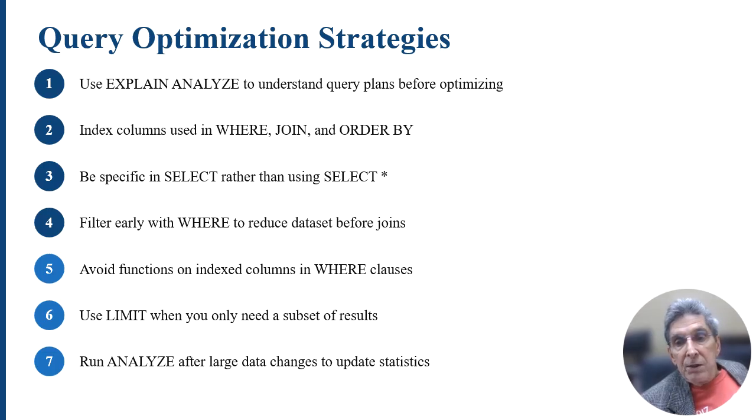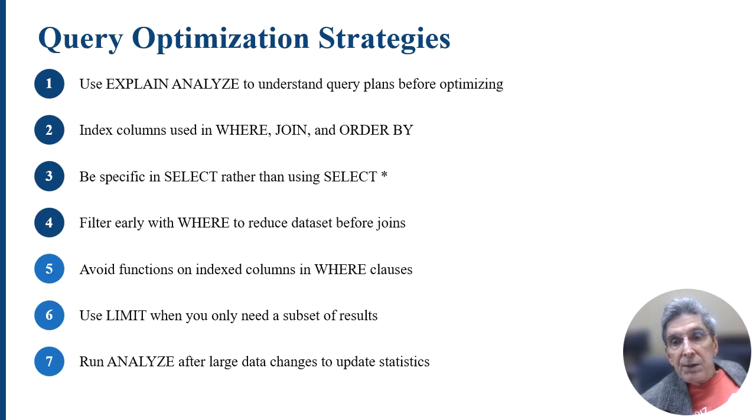If you write where upper of last name equals Smith, Postgres cannot use a B-tree index on the last name because the index stores the original values with whatever case was typed in, not fully uppercased versions. So you can either store the data consistently or create an expression index when you create that index.